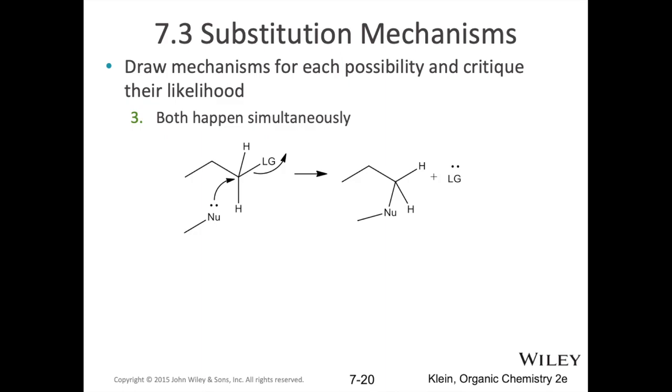Incidentally, this is called an SN2 mechanism, the 2 referring to the fact that there are 2 molecules involved in the slow step of this reaction, which, since it's a one-step reaction, is the only step of the reaction. We'll talk about this in a little more detail in a second. Your 2 molecules here, of course, are your nucleophile and the original substrate.